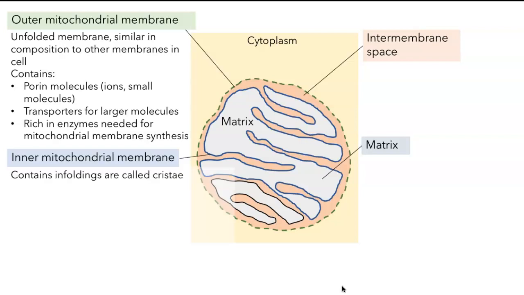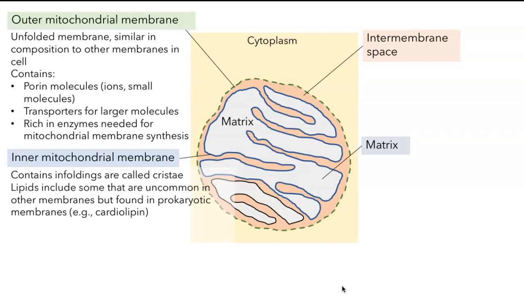Let's look at the inner mitochondrial membrane. Well, this membrane has characteristic infoldings called cristae. They're finger-like projections that extend into the matrix. The lipid composition of the inner mitochondrial membrane is different from others in the cell. Some lipids found in the inner mitochondrial membrane are uncommon in other membranes in the cell, but they are found in prokaryotic membranes. An example of this would be the lipid cardiolipin.